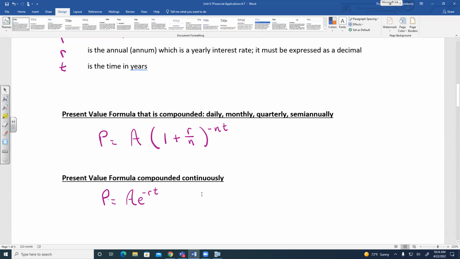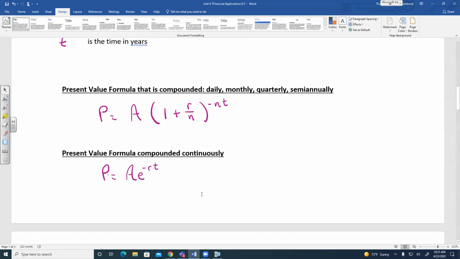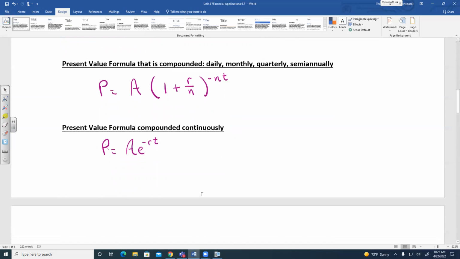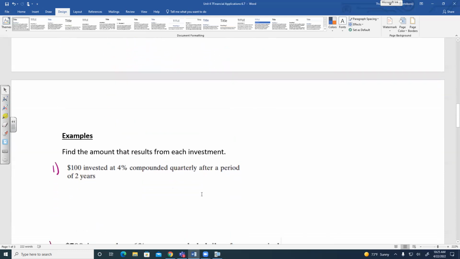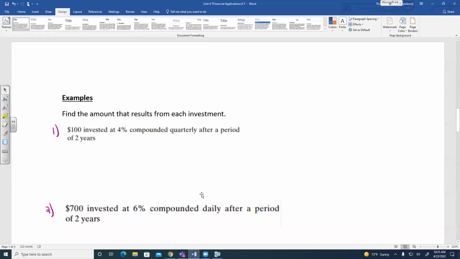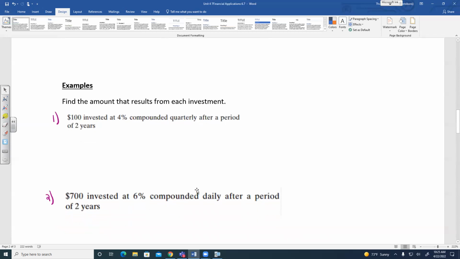So this, again, if we're looking for the present value and we know the final value, then we can use this formula: P equals A times e to the negative rt. So those are the 4 formulas that we may be coming across in our assignments this time. So, some examples of applying these formulas.